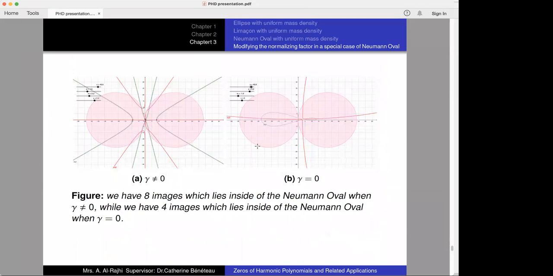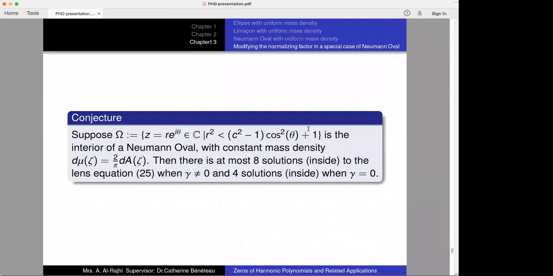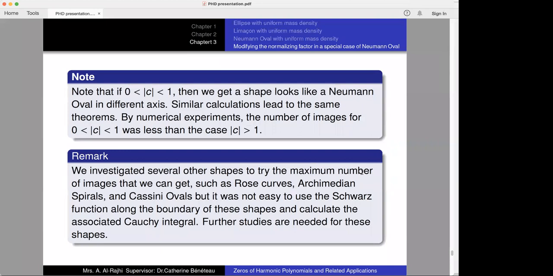While for the inside, I couldn't get to the 16 images. I got, when gamma is not 0, 8 images, and here 4 images. So as a conjecture, suppose that omega is described as follows: the interior of a Neumann oval with a constant mass density and with this normalizing factor. Then there are at most 8 solutions inside when gamma is not 0, and 4 solutions inside when gamma is 0. And we can note that I put as a condition that the absolute value of c should be greater than 1.